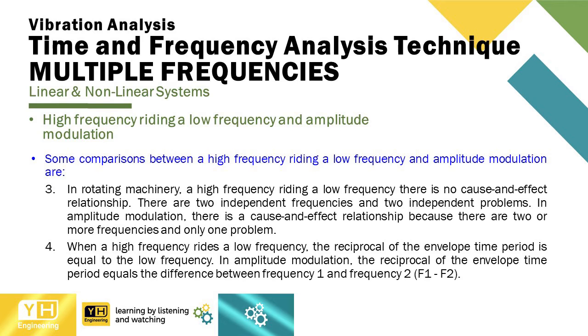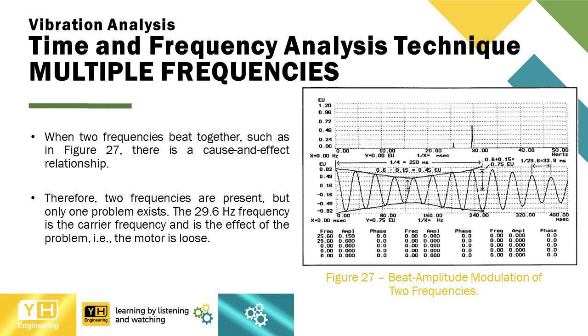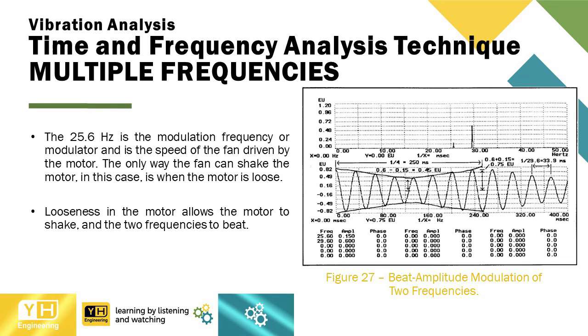f1 minus f2. When two frequencies beat together, such as in figure 27, there is a cause and effect relationship. Therefore, two frequencies are present, but only one problem exists. The 29.6 Hz frequency is the carrier frequency and is the effect of the problem, that is, the motor is loose. The 25.6 Hz is the modulation frequency or modulator and is the speed of the fan driven by the motor.